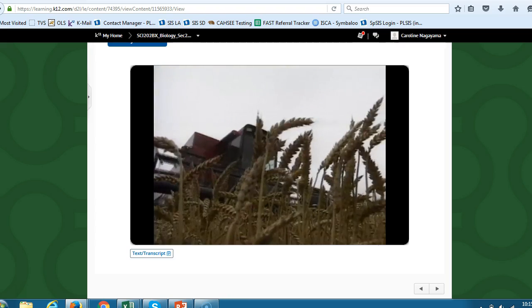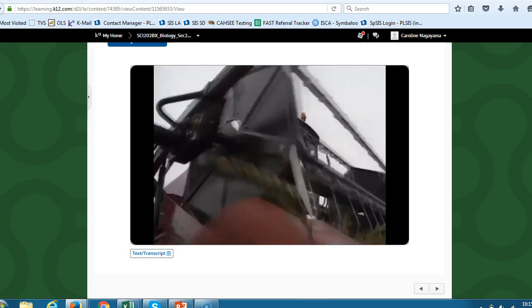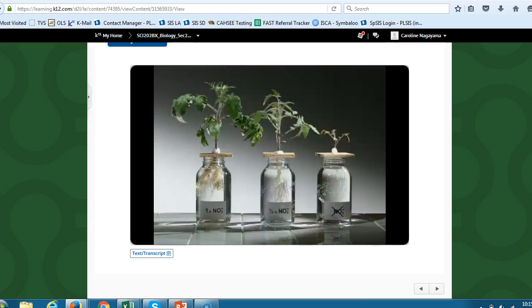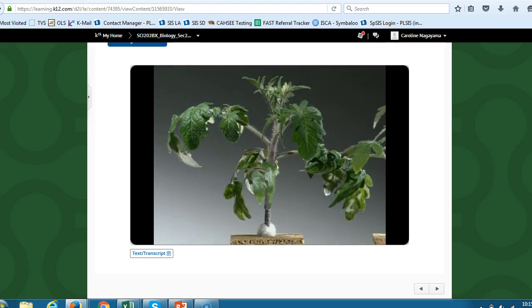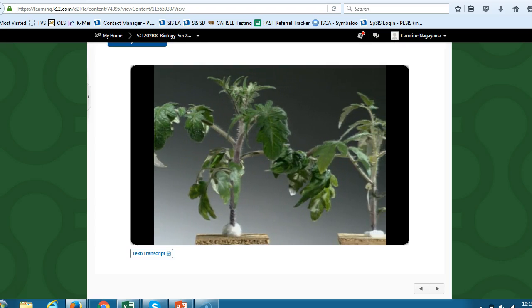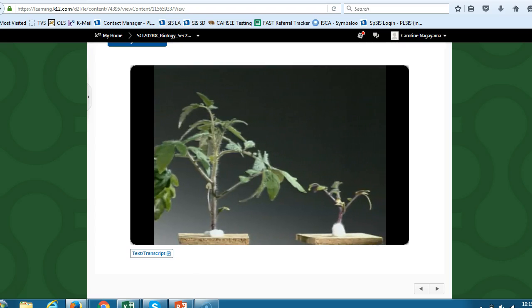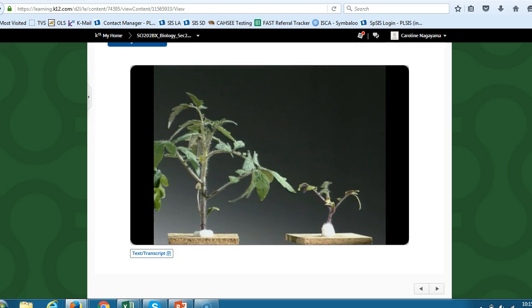Nitrates in the soil are absorbed by the roots of plants, which then build them up into complex proteins. These tomato plants have been grown in different concentrations of nitrate solution for the same amount of time, but they look quite different. With enough nitrate, the plant is healthy. It's grown tall and bushy. As the nitrate concentration decreases, so too does the health of the plant.